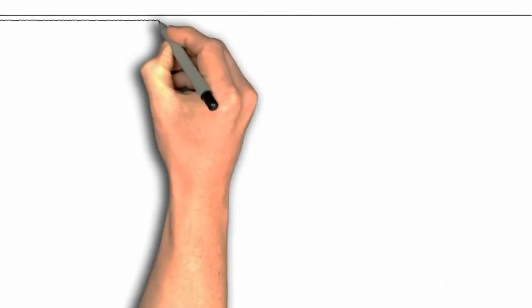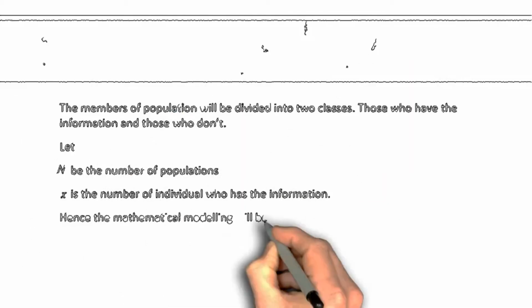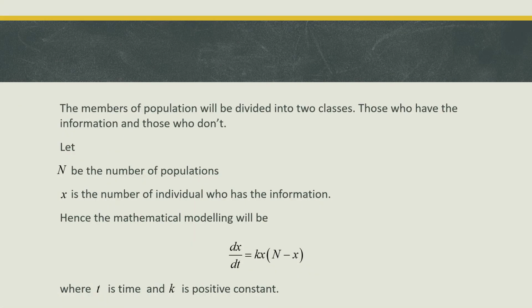The members of the population will be divided into two classes: those who have the information and those who don't. Let n be the number of the population, x the number of individuals who have the information, and hence the mathematical model will be dx over dt equals kx times (n minus x), where t is time and k is a positive constant.